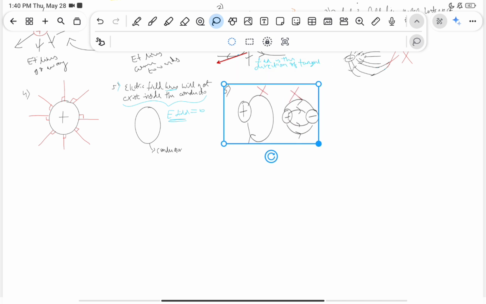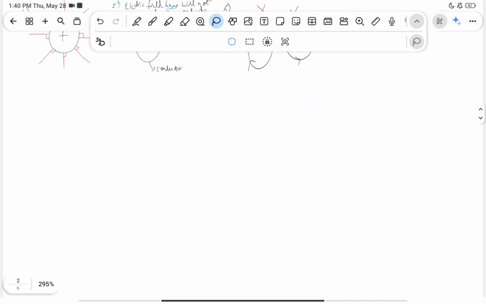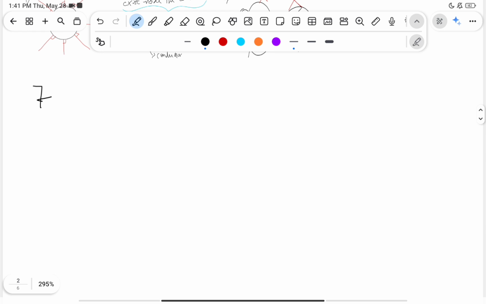This was our sixth property. Now the seventh property. These properties are very important for all competitive and board level exams also. In MCQs, they may ask these properties. What is the seventh property? The number of lines originating or terminating on a charge is proportional to the magnitude of the charge. If the number of lines is more, then the magnitude of the charge will be more.